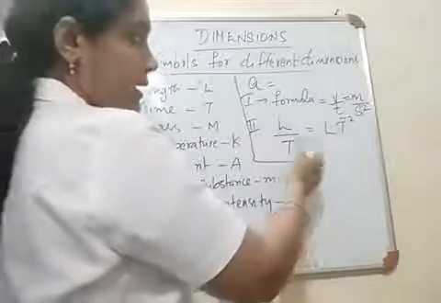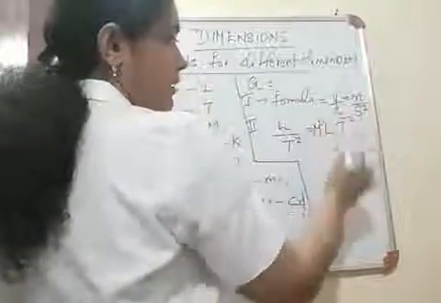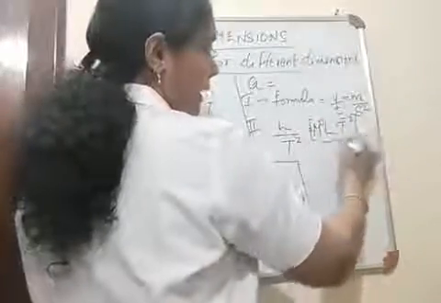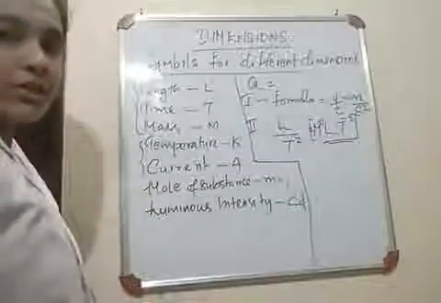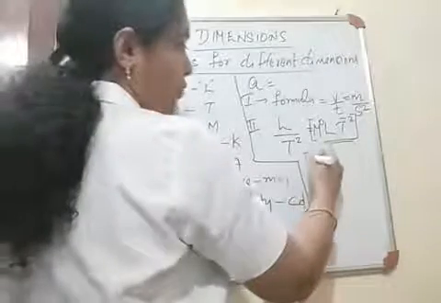And is there any dimension based on mass? No. So its dimension will be 0, and add the square bracket. So this is the dimensional form of acceleration. Okay, next, force.